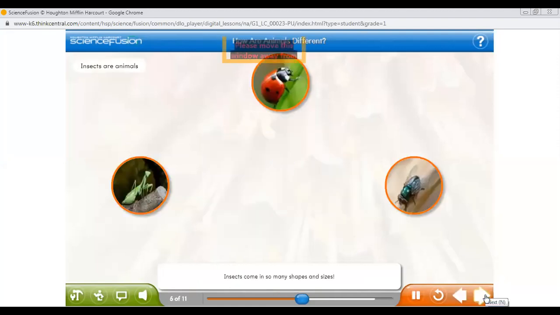Insects come in so many shapes and sizes. A fly looks very different from a ladybug. It's hard to tell they are in the same group of animals. But although they look very different, all insects share a few special features. Click each picture to find out what these features are. So now we are going to see the features of the insect, which are the same for all the insects.